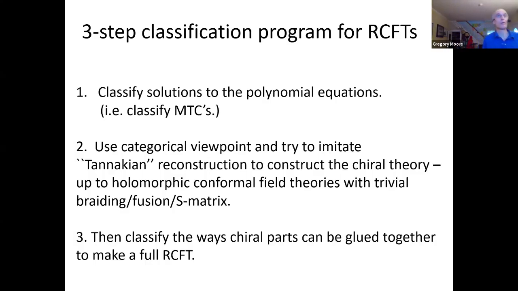So the idea was somehow we would construct the chiral theory, and we realized that we would only be able to construct the chiral theory up to tensor product with purely holomorphic conformal field theories. And then you would classify the ways the chiral parts could be glued together, left movers with right movers, to make a full rational conformal field theory.